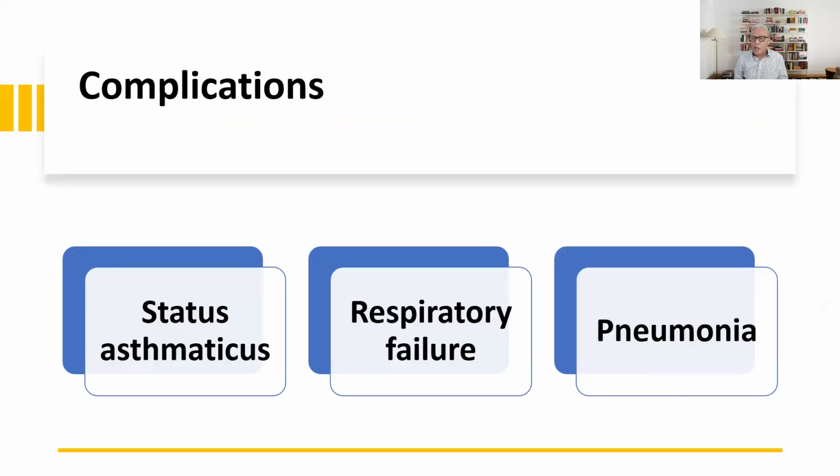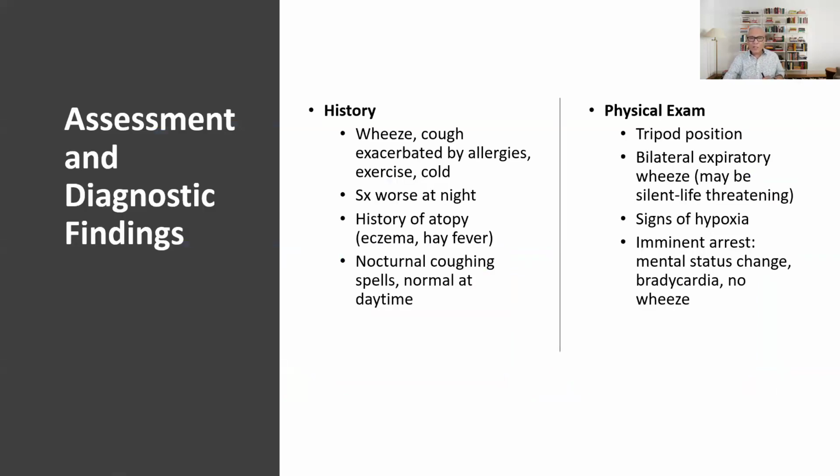All right, there are some complications for asthma, and the complications include status asthmaticus, which often results in hypoxemia. It could also result in respiratory failure, if asthma is left untreated and progresses. And mucus that pools in the lungs and becomes infected can lead to another complication, which is pneumonia. So always think about these complications when you're taking care of a patient who has asthma.